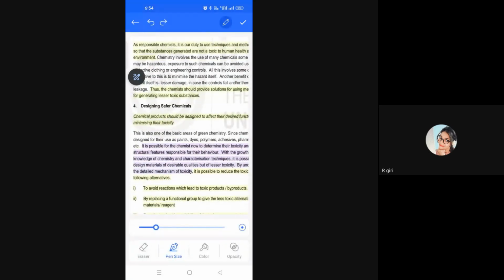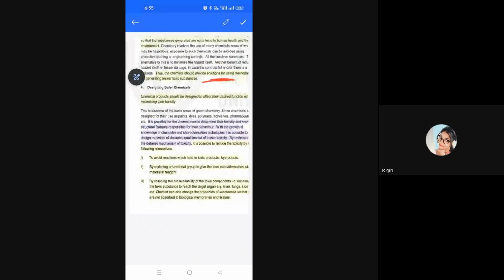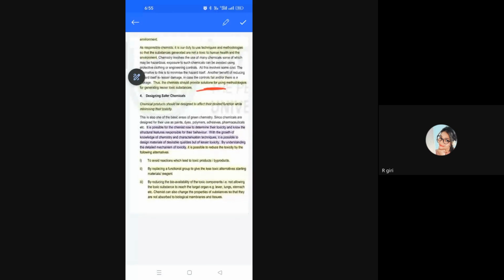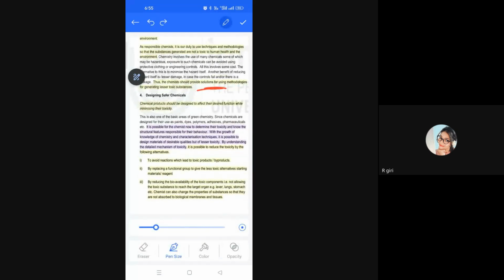As responsible chemists, it is our duty to use techniques and methods so that the substances generated are not toxic to human health or environment. Then the fourth one, here one point I have given. Thus, the chemist should provide solutions using methodologies for generating lesser toxic substances.